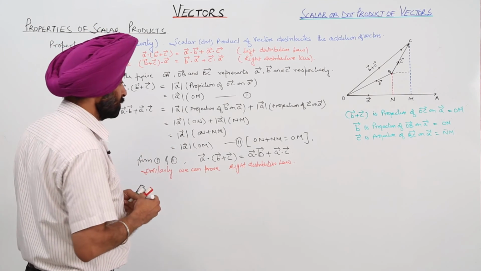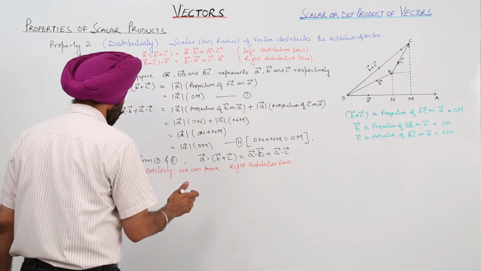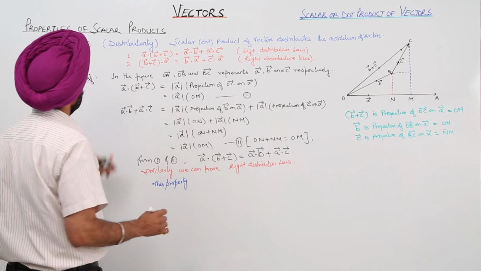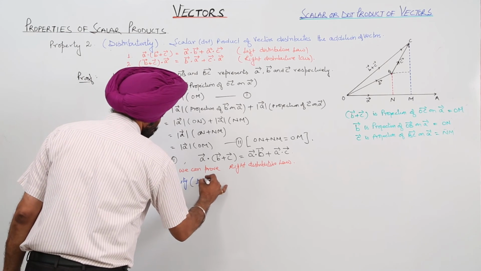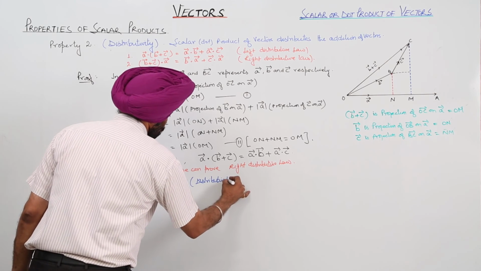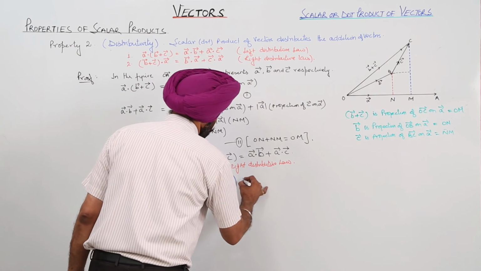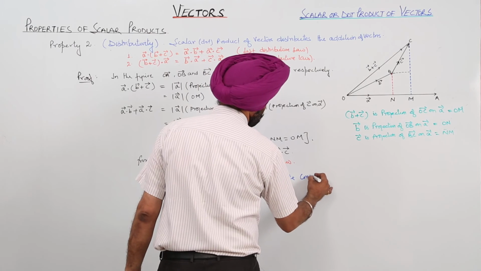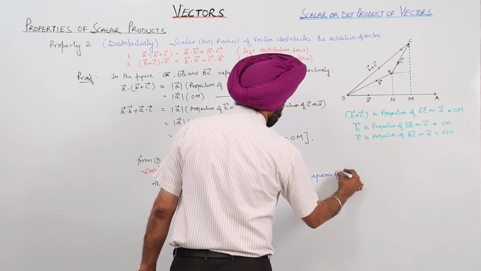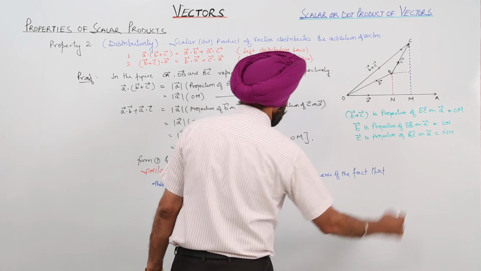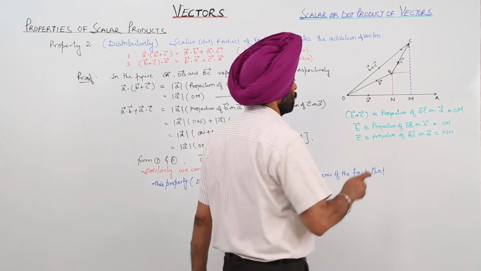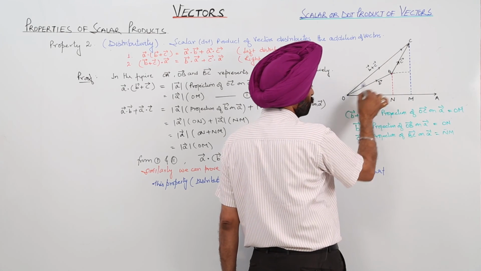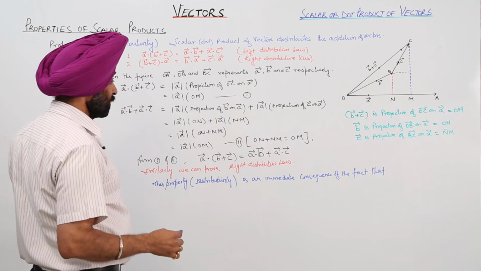Now what the result is, just look here. This property, distributivity, is an immediate consequence of the fact that the projection of OC, that is B plus C, on A is equal to the projection of O to B and B to C, one and the same thing.